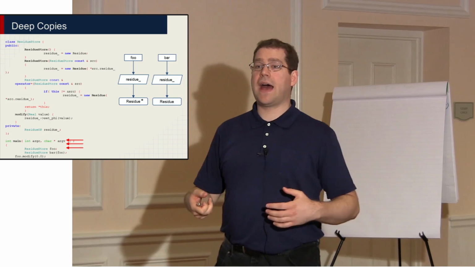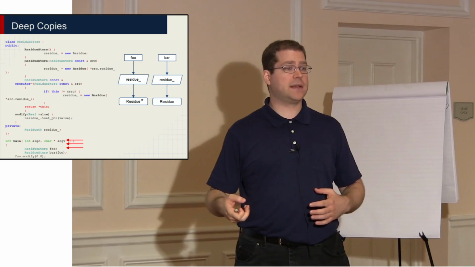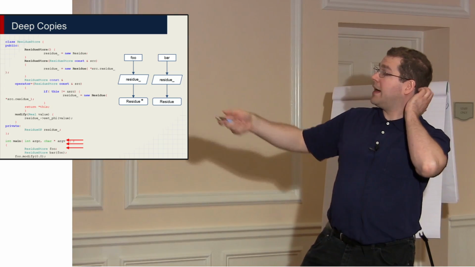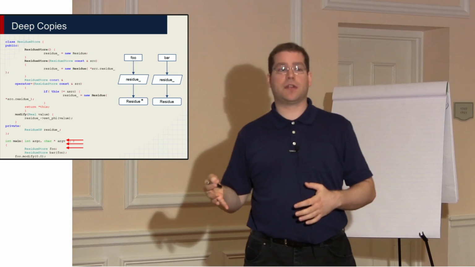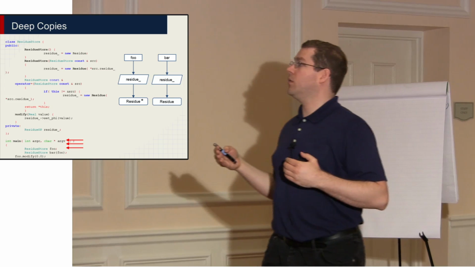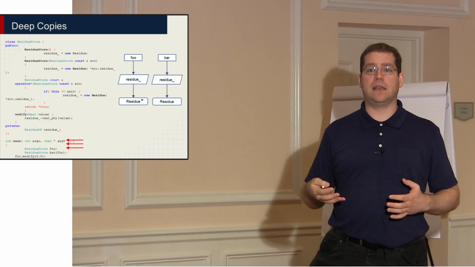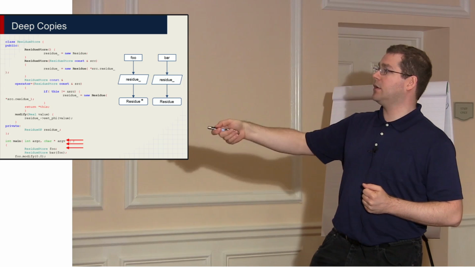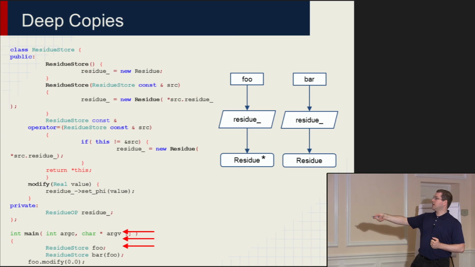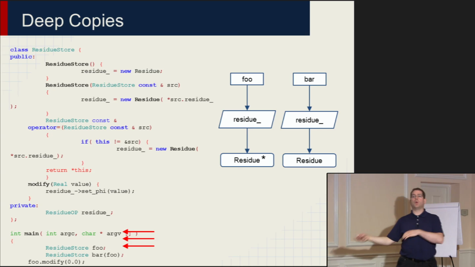If we wanted to have a separate residue for each object, we'd want to make a deep copy. Because the default copy constructor and assignment operators make shallow copies, we'd have to make our own versions of these in the class. So the class gets a little bit more complex. We still have the same modify and default constructors, but now we make a copy constructor. A copy constructor is similar to the default constructor, except it takes a constant reference to the object that we're going to be copying.